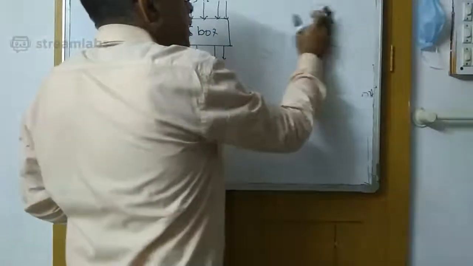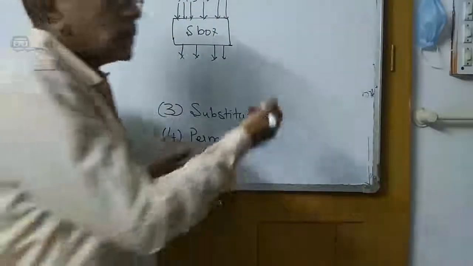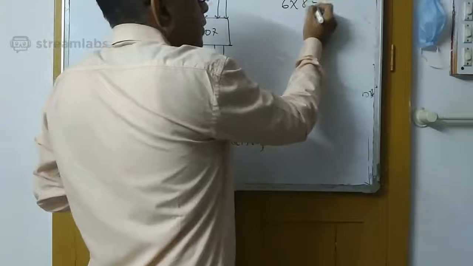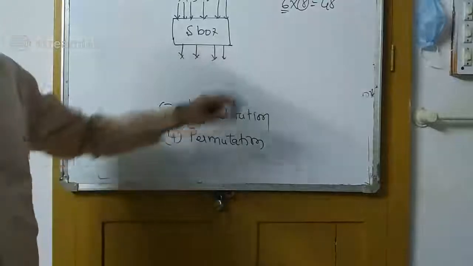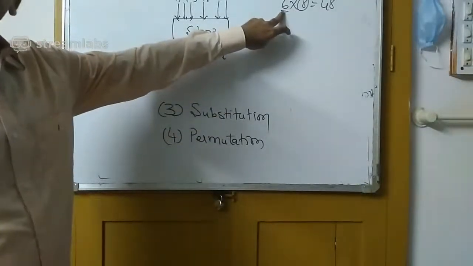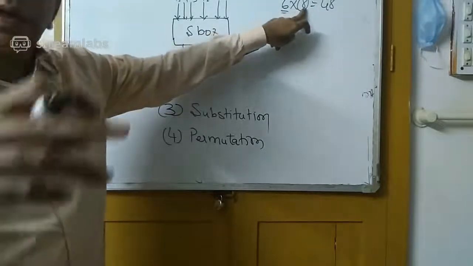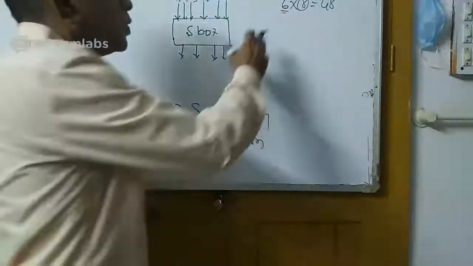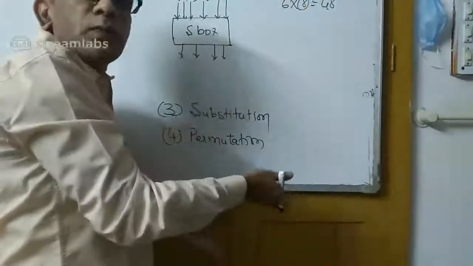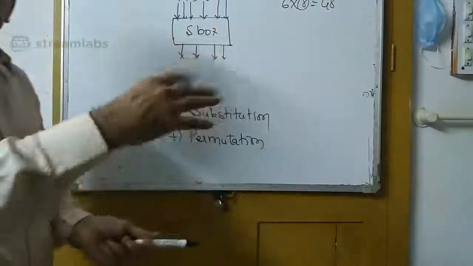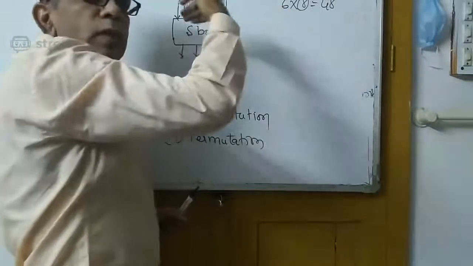divided into 8 such sub-blocks. 6 into 8 is 48. So that means all these 8 blocks will have 6-bit inputs. So this 48 bits gets divided into 8 sub-blocks, and every sub-block will have a 6-bit input. Those bits are nothing but from these 48 bits. I am not changing any order; as it is, from MSB to LSB or from LSB to MSB we move.